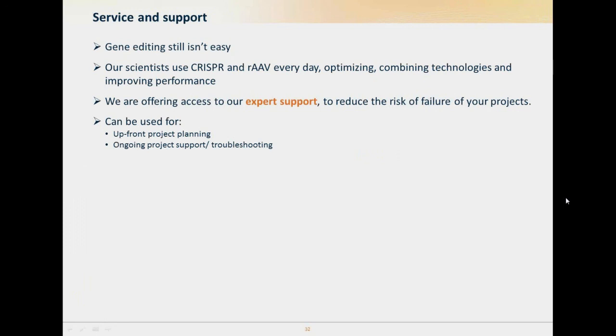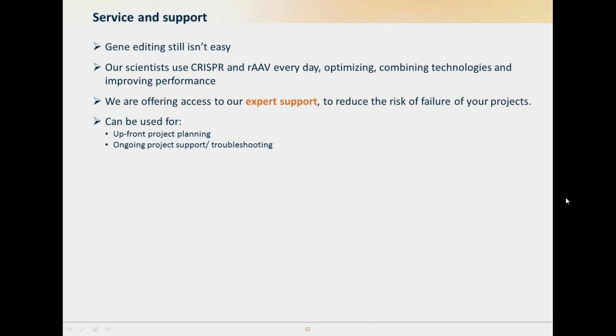And just a word on service and support. To sum this up, as Eric has mentioned, gene editing still isn't easy. Perceptions are that it is easy, but at the same time, what we're seeing, and from speaking to a significant number of our customers, there's some stumbles that can be made along the way, and we'd like to help you get through them. Our scientists use CRISPR and rAAV every day. We are experts in the space.